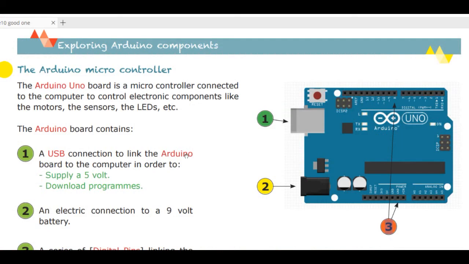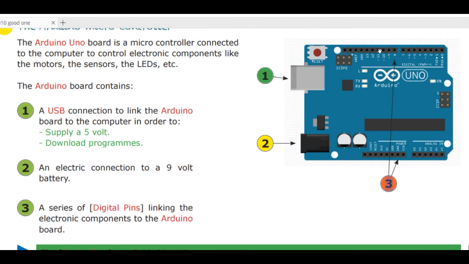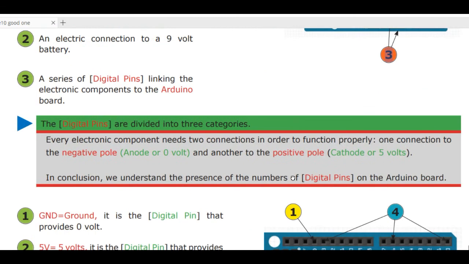So back to the PDF file. Once you explain the main components of the Arduino microcontroller board, which are the USB, the 9 volt, 5 volt connectors, and the digital pins, you pass to the definition of the digital pins that are divided into 3 categories.